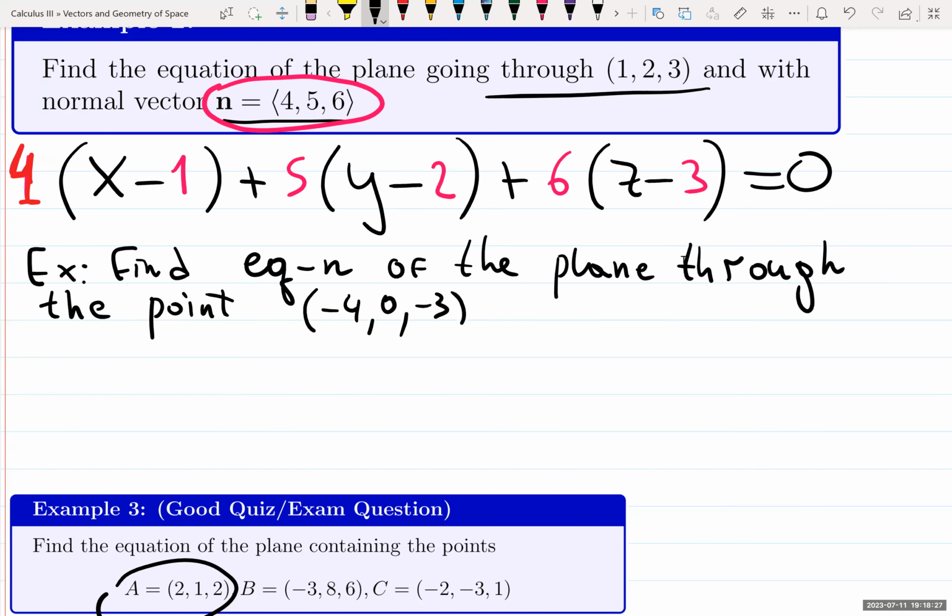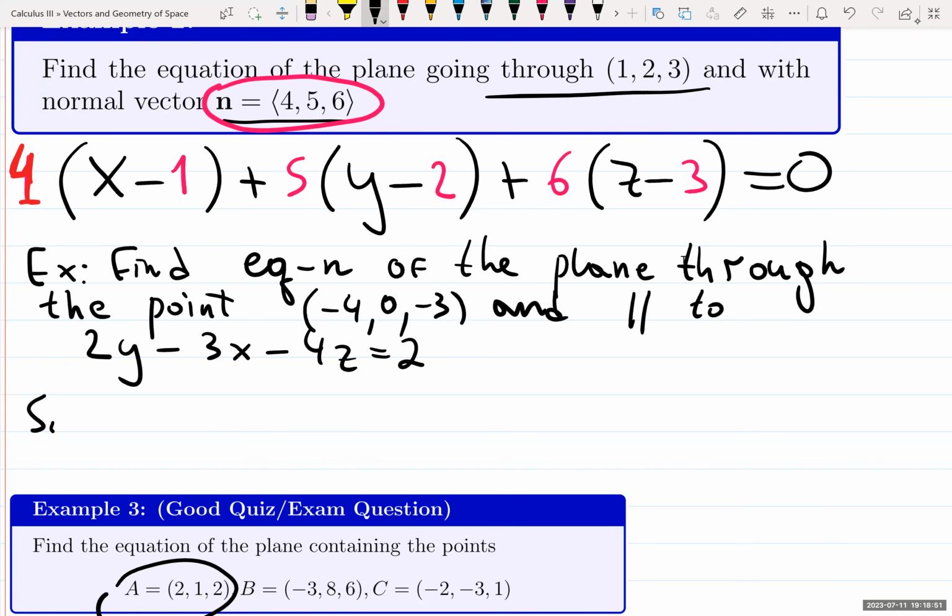So we're going through the point. Oh, at least the point is given. Yay. And then they say, which is parallel to the plane. So the equation of the plane, and parallel is one notation for parallel, to the plane 2y minus 3x minus 4z equals 2. So that's from your homework.